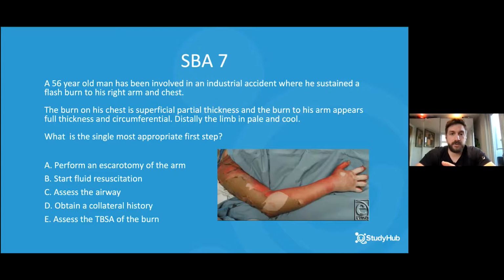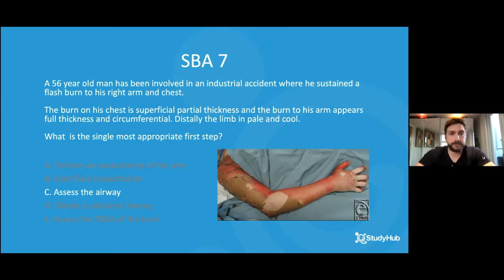Okay, so we've got a little bit of a split here. All of these things are going to form part of your burns management overall. But this goes back to what we're talking about, using your exam technique and thinking about A, B, C, D, E. What is the first thing? What is the most important thing for you to do? In this case, that's going to be assess the airway.